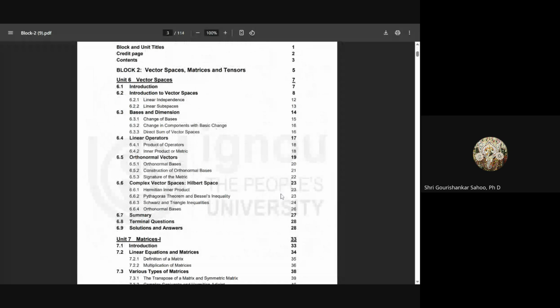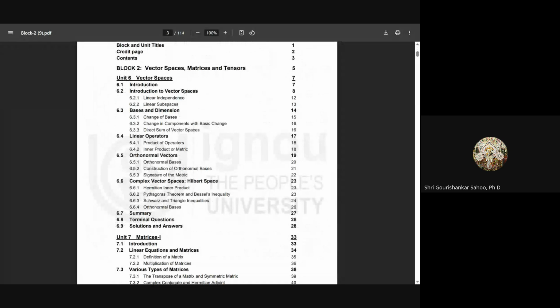If you have any doubt, you can ask. We have discussed vector spaces, linear independence, linear subspace, changes of bases, change in component with basis change, direct sum of vector space, product of operators, inner product or metric, orthonormal bases, construction of orthonormal bases, signature of metric, Hermitian inner product, Pythagoras theorem and Bessel's inequality, Schwarz and triangle inequality, orthonormal bases in our earlier classes.